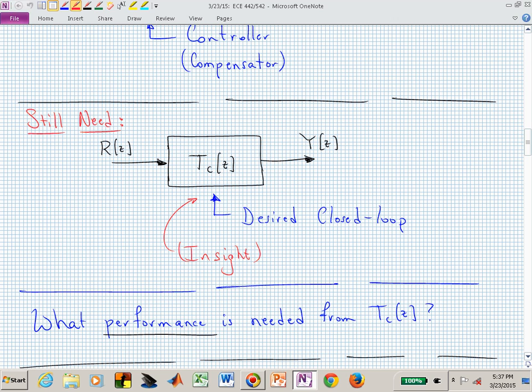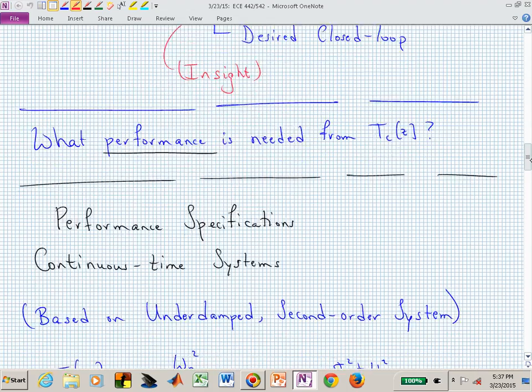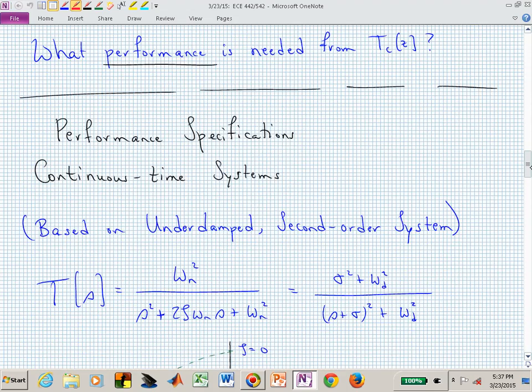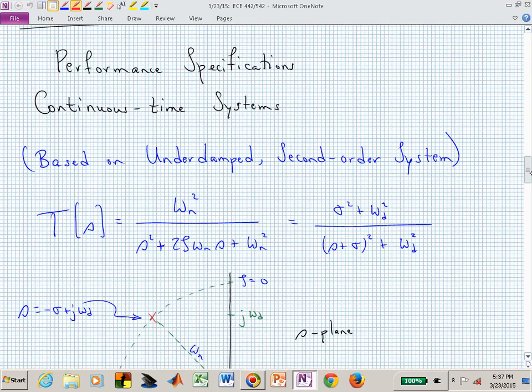So what performance is needed in this closed loop transfer function? We want insight into how we select, or what's this target that we're trying to accomplish or achieve, this capital T sub C of Z. And before exam number 2 happened, we started talking about these performance specifications in the continuous time case, and we based it on the ivory soap plant.